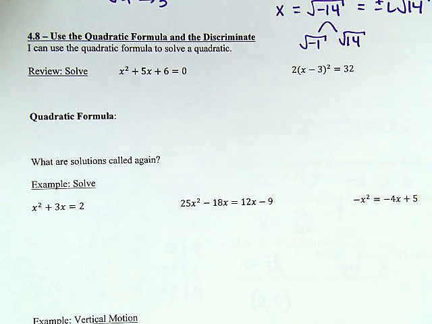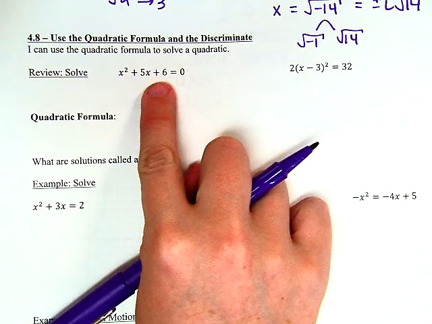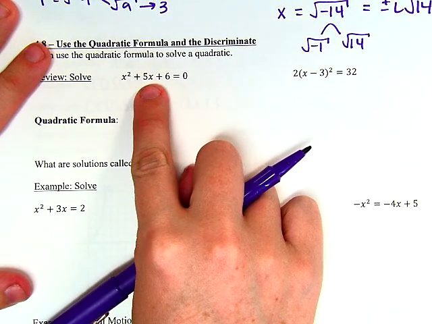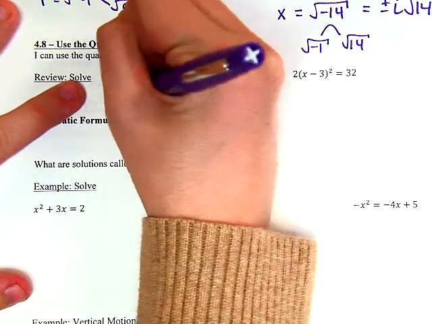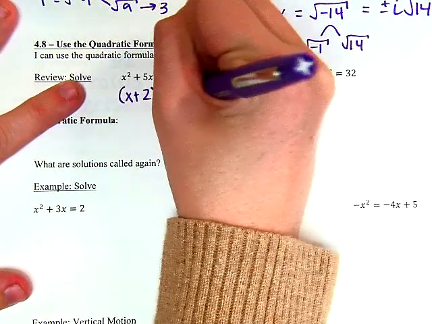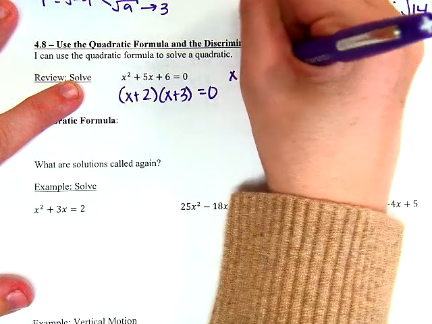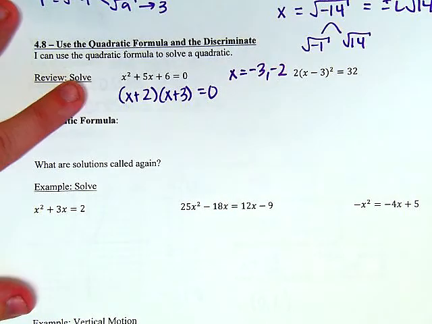Last section in chapter 4 is the quadratic formula. So, quadratic formula, you've done it before. Just a little review. When you're solving these equations like this one, you can look at 6 and say, oh, 2 and 3 multiply to be 6 and add to 5. So this is really x plus 2, x plus 3 equals 0. So my two values are -3 and -2.